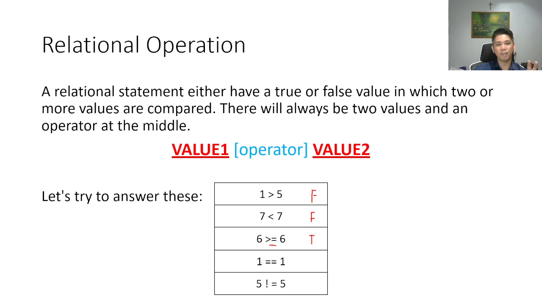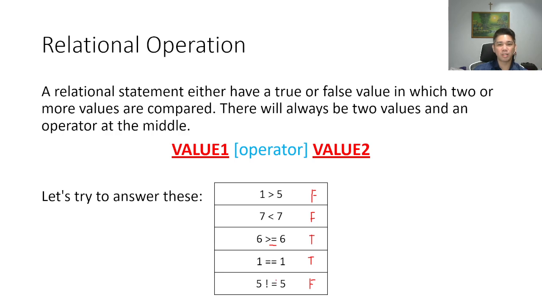So it is asking if it is also equal. The answer is true. 1 equals 1, that is true. Last one, 5 is not equal to 5. The answer is false. Why? Because 5 is equal to 5.